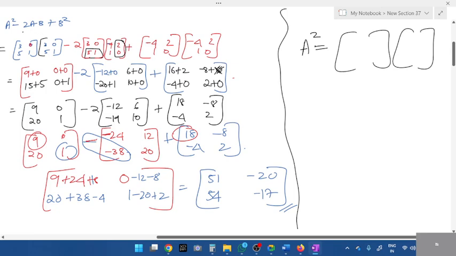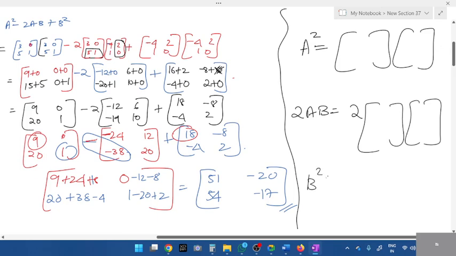Fine, next. Minus 2ab is given. Don't take minus 2ab, students. What are you supposed to take? You have to take only 2ab. Is it clear, all of you? Only 2ab. Next one. What's the next one? b square. Multiply b square.